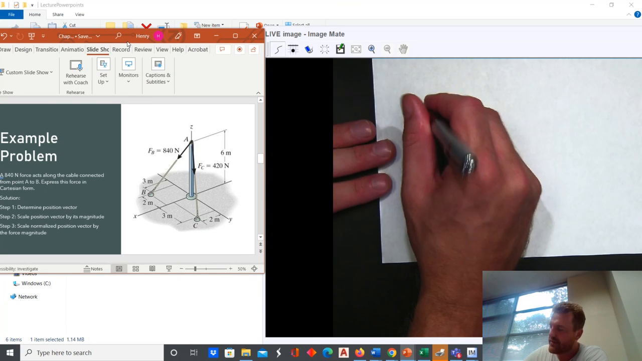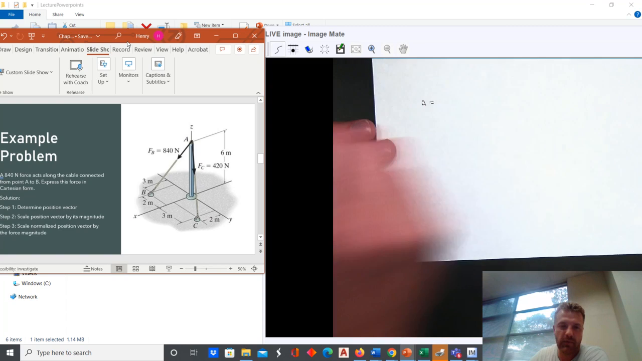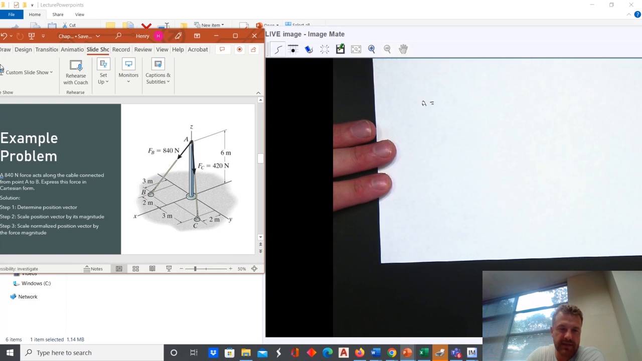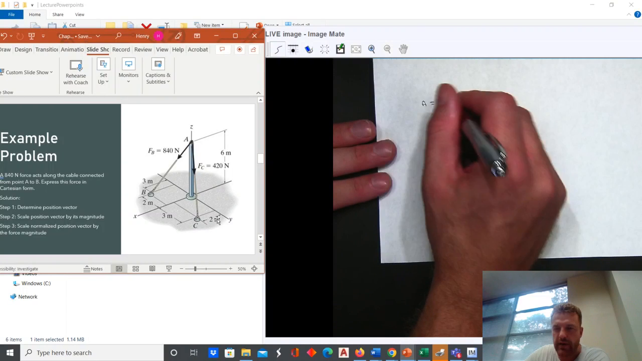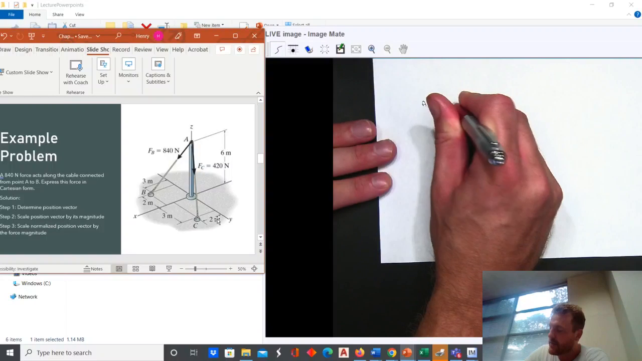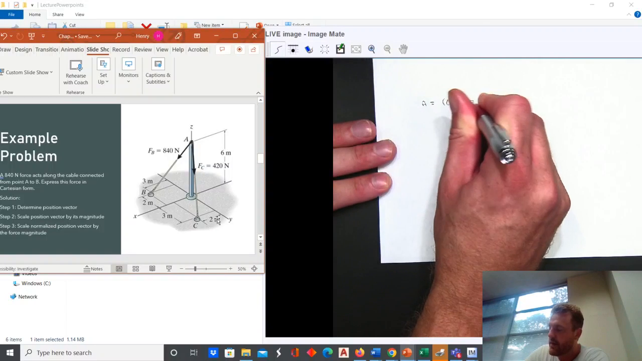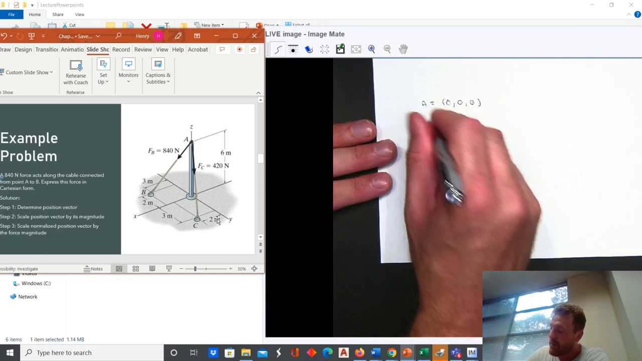Well, let's start with A, because that's actually an easier one. Just look at our geometry. We won't redraw it. What do you notice about this pole? In terms of the XY plane, it's located directly at the origin. So in order to get to point A, I don't need to move any along X, I don't need to move any along Y, and I'm going to move in the positive Z direction by 6 meters in this case. So the coordinates of point A are: X coordinate is 0, Y coordinate is 0, and Z coordinate is 6. Now, what about point B?